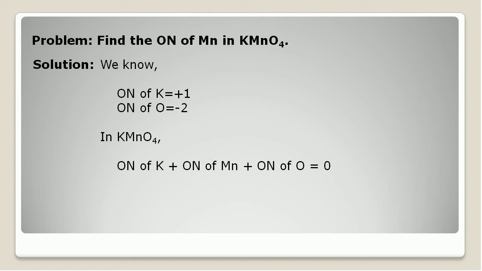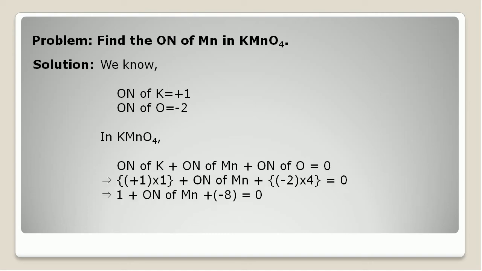Hence, the sum of oxidation number of one potassium atom plus the oxidation number of one manganese atom plus the oxidation number of 4 oxygen atoms should be equal to 0. Now, by mathematical calculation, we get the unknown oxidation number of manganese atom as +7. That is how we can find out an unknown oxidation number in a compound.